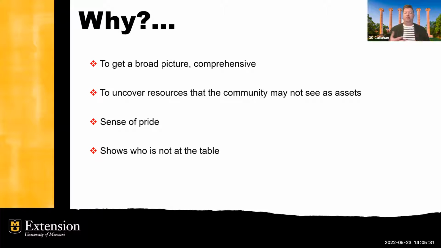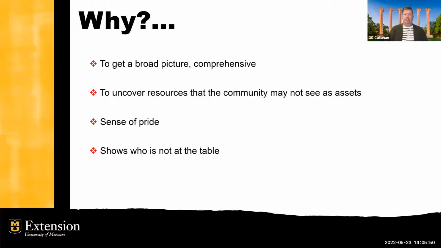So you get numb to some of the things that are in your community if you live in it on a day-to-day basis. It also creates a sense of pride and really helps start to engage people. So we use this as the jumping off point when we're doing a project. The asset mapping really gets people involved, and you get to think about all the fun, positive things of your community. And then it shows us who's not at the table.